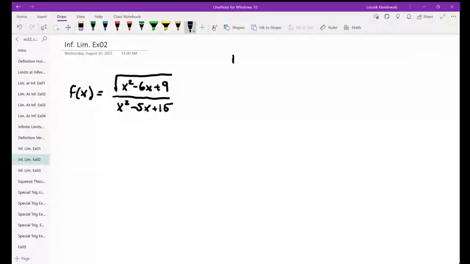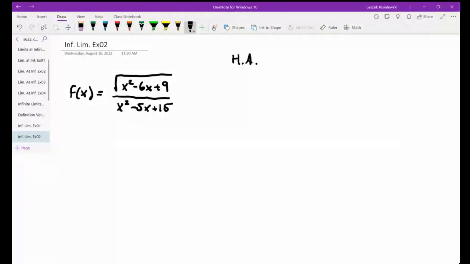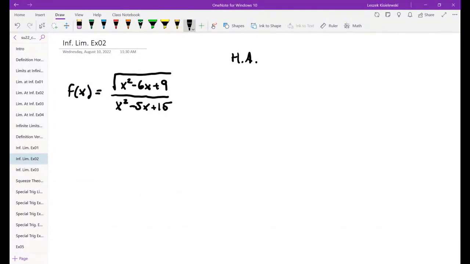So here we're looking for vertical asymptotes. So I'm going to look for where we have the function being undefined. Now the numerator, by the way, we have a square root of a perfect square. So x squared minus 6x plus 9 does indeed factor into a perfect square. The denominator we can also factor.